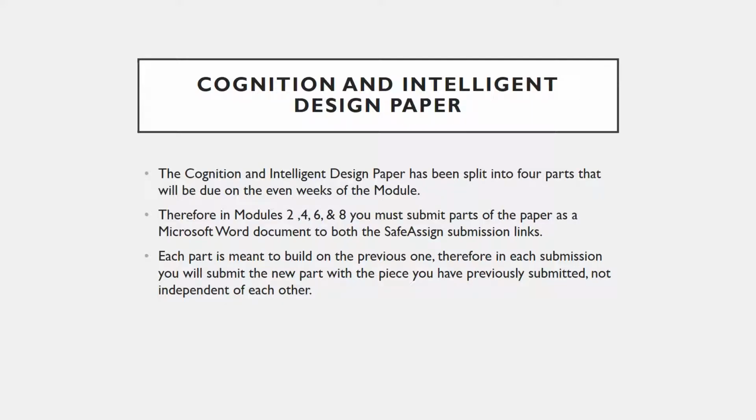The Cognition and Intelligent Design paper has been split into 4 parts that will be due on the even weeks of the module. So in modules 2, 4, 6, and 8, you must submit parts of the paper as a Microsoft Word document to both of the assigned submission links. Each part is meant to build on the previous one. Therefore, in each submission, you will submit the new part with the piece you have previously submitted, not independent of each other. Again, this is supposed to be a cumulative assignment. So as you work through it, when you submit your next piece, the previous piece will be a part of it as well.